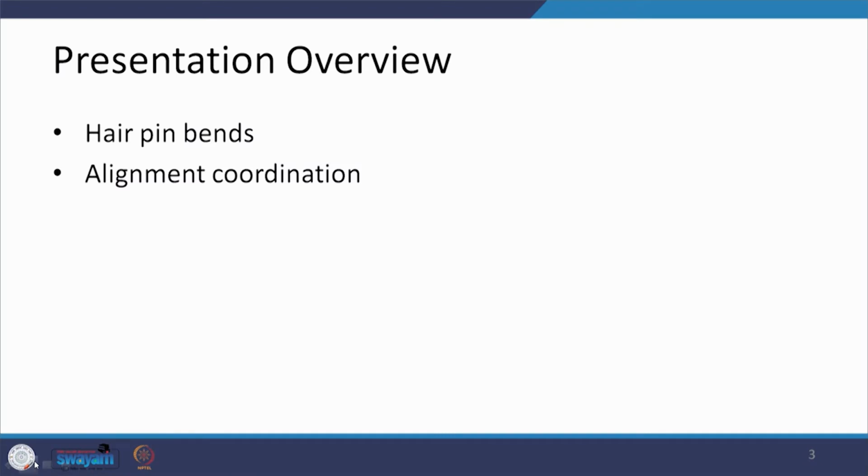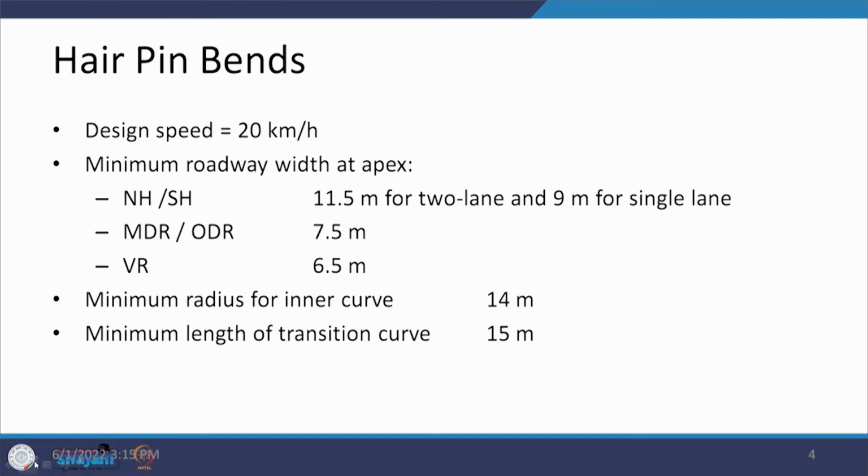We could not talk about the hairpin bends in the previous interaction, so we are going to cover it now, and then we will continue with the alignment coordination, which is another important aspect to be discussed, because in many cases, depending on the terrain, you may have the vertical alignment as well as the horizontal alignment coming at the same location, or they are overlapping, and in those cases what needs to be done is what we are going to look at. Starting with the hairpin bends.